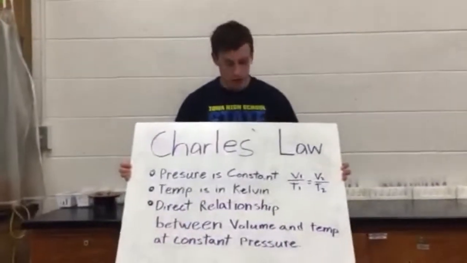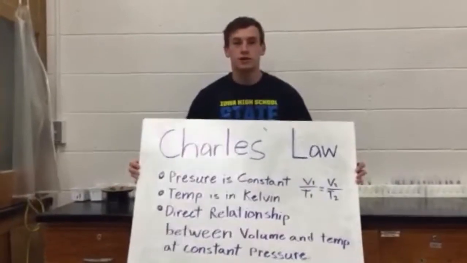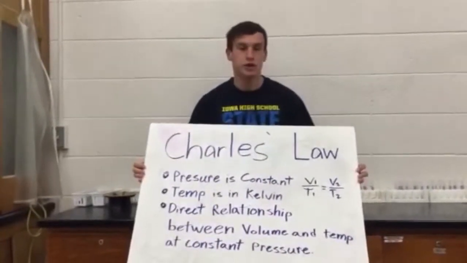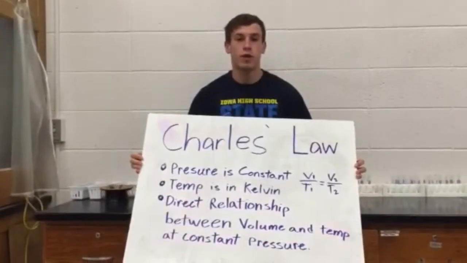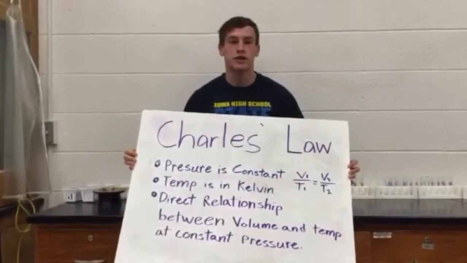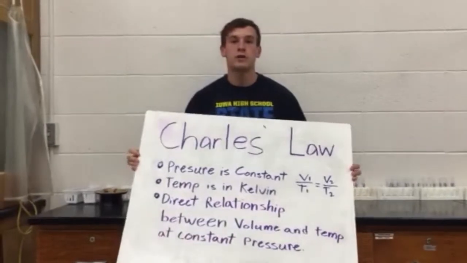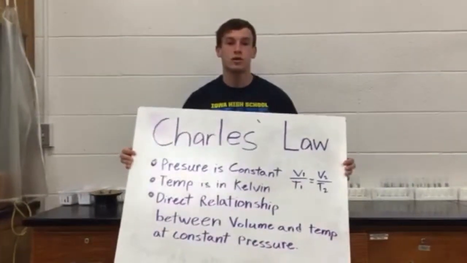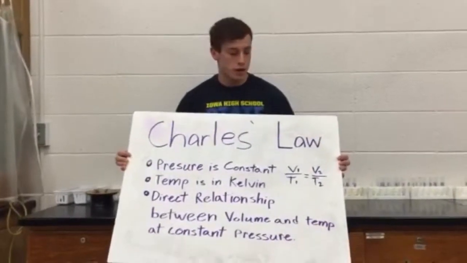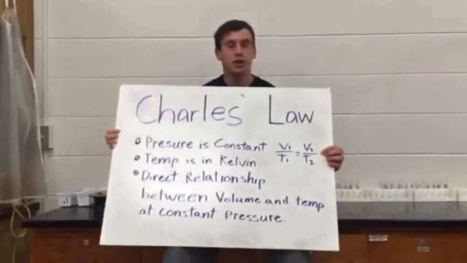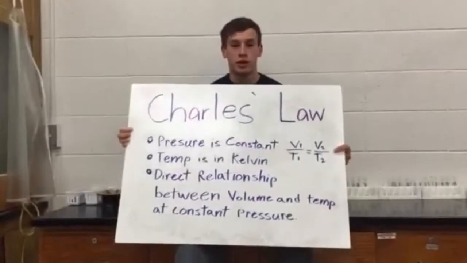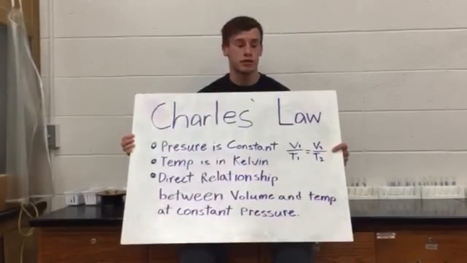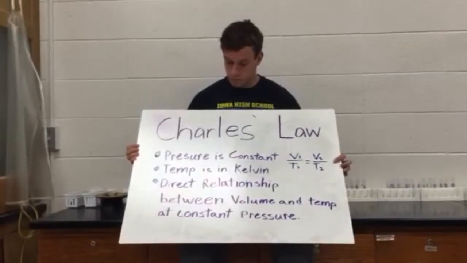In Charles' law, pressure is always constant, and what that will have is a direct relationship between the volume and temperature while that pressure is at a constant rate. Temperature will always be in Kelvin, which is Celsius plus 273. And so this will be your equation when you plug in the calculations that are given.